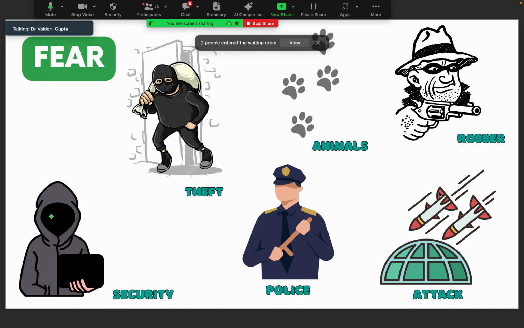There is a fear of theft because it is a phase of insecurity. There is a fear of theft, fear of animals, fear of robbers. There is a fear of security, fear of police. What if he will be trapped in some false allegation? That's why there is a fear of police. There is a fear of attack.